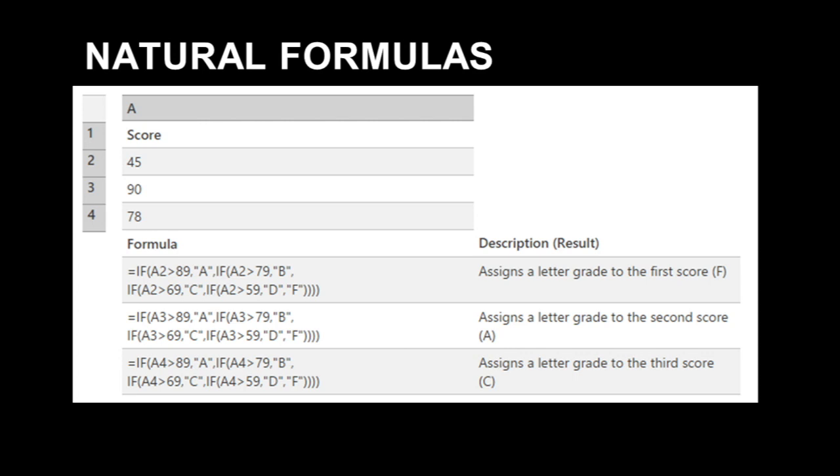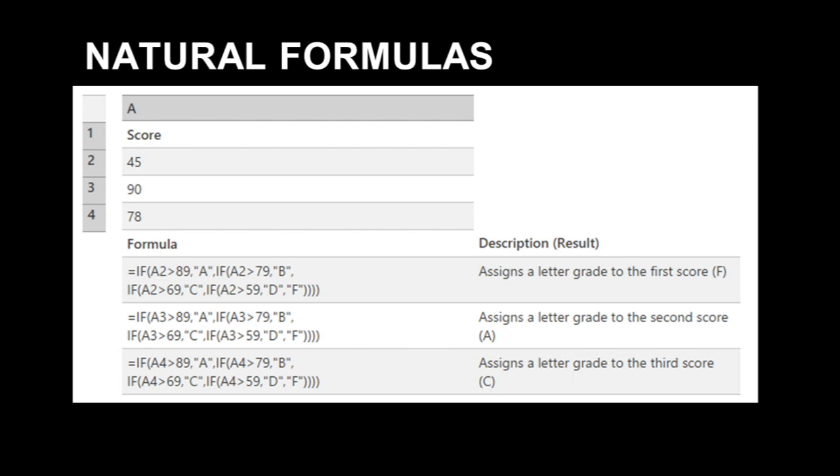Okay, so I talked to you about natural formulas. The image you see here is from Microsoft's help. It's from their article about nested ifs, which is sort of problematic for me, as you'll come to see. But here is how they've set it up. You have a score. A student received a 45, a 90, or a 78. And the formula here is trying to see what letter grade to assign these scores.